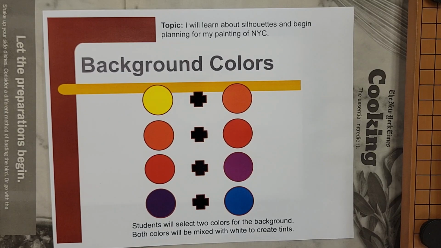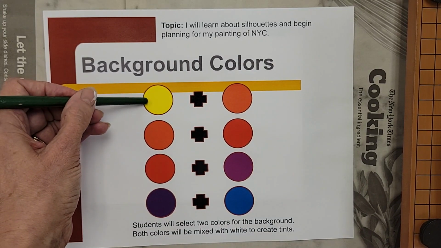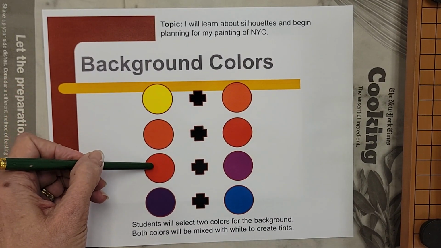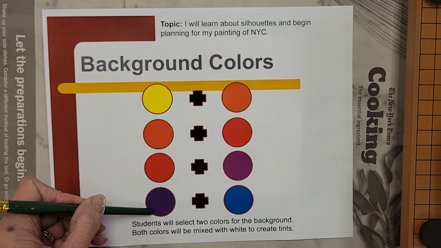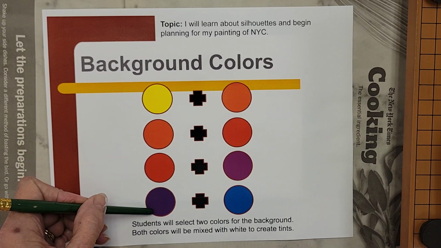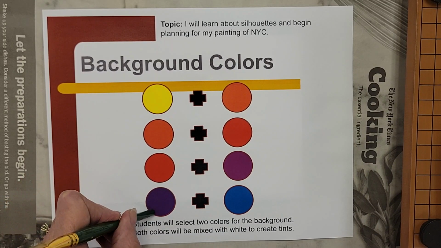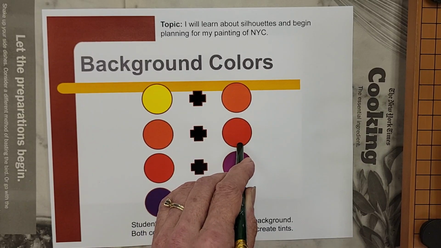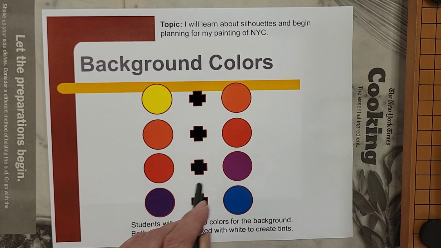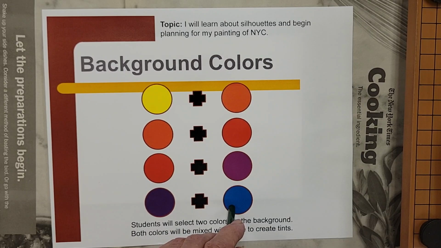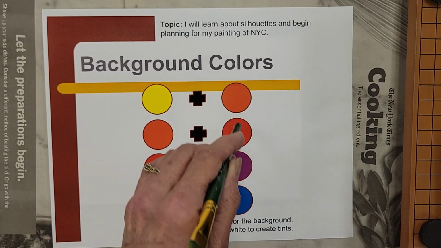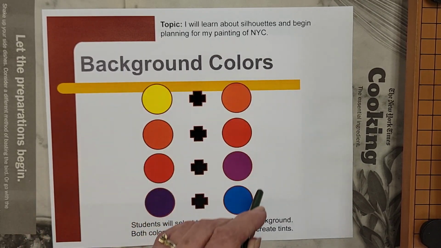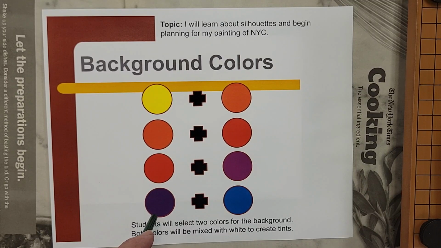The first thing you will need to decide is a couple of color combinations that you think would work for your cityscape. I have given you some choices that I think would make for interesting skies. Yellow and orange and red and violet, or violet and blue. You're going to get a chance to practice two different combinations.